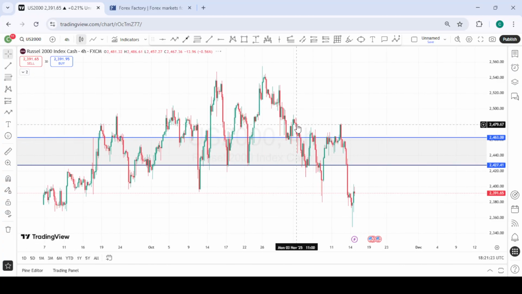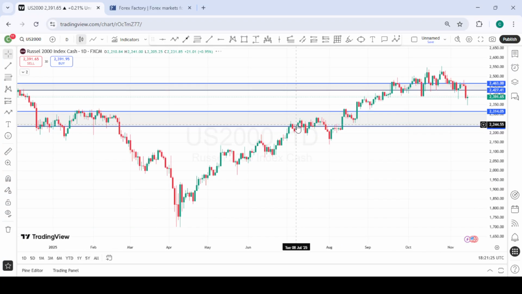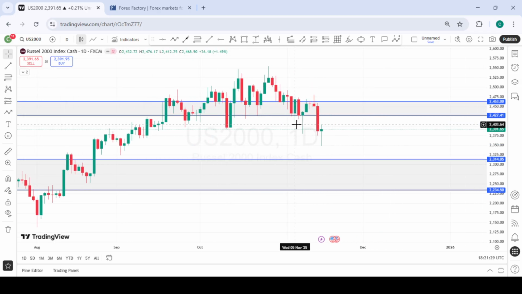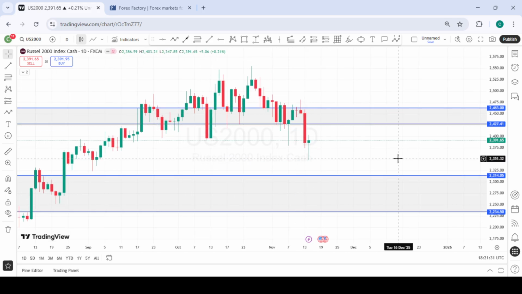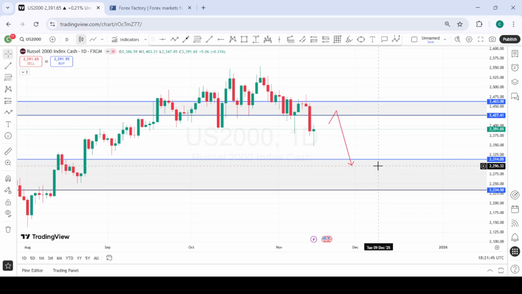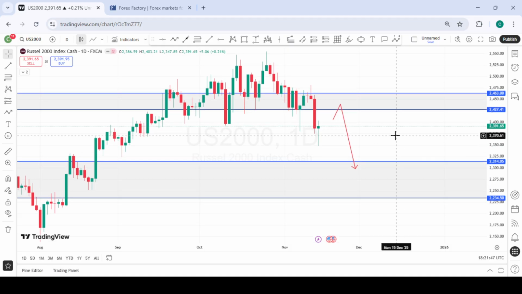We also have here the US 2000 or the Russell 2000. Unlike the S&P 500, Russell 2000 has actually shifted bearish, and going into next week, we'll be looking forward to a possible pullback into this area of interest. So look for selling opportunities to the downside to this zone we have below. So we are very bearish on US 2000 or the Russell 2000 for the coming week.